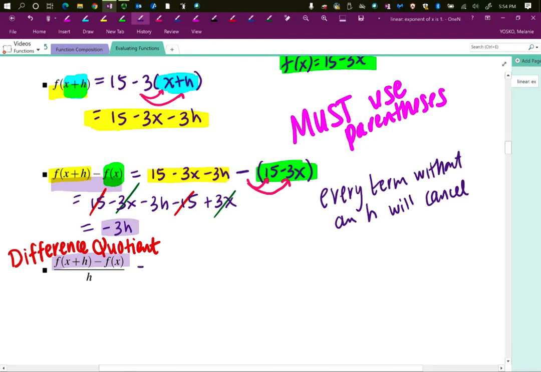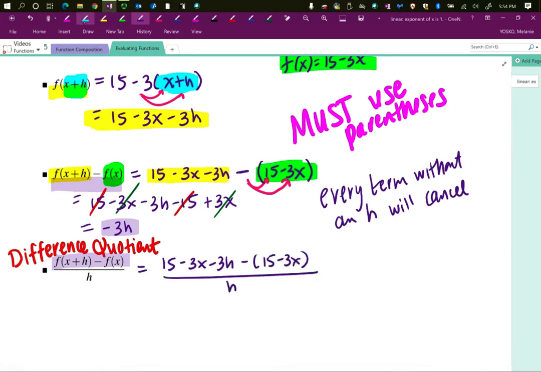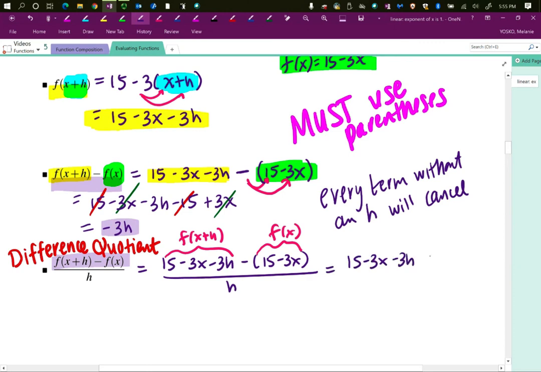Okay, so I'm going to go ahead and write the other part. It was 15 minus 3x minus 3h minus 15 minus 3x. All of that is now divided by h. Okay, just to kind of label what we did. This part right here was the f of x plus h part from a previous step. We have subtracted off the f of x. So we see that in the previous step we cleaned this up. We got 15 minus 3x minus 3h. We distributed that negative 1. So minus 15 plus 3x all over h.